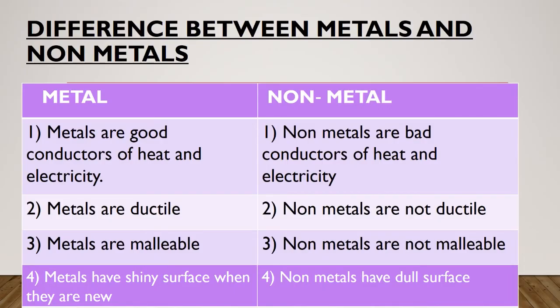So at this point, we want to find the difference between metals and nonmetals. The differences between metals and nonmetals. 1. Metals are good conductors of heat and electricity, while nonmetals are bad conductors of heat and electricity.